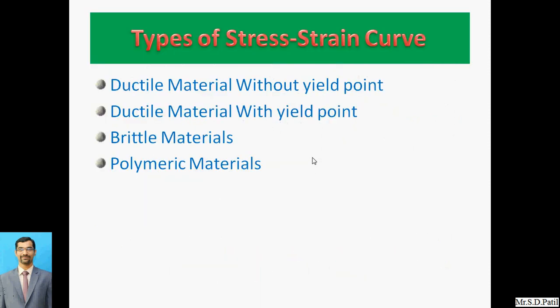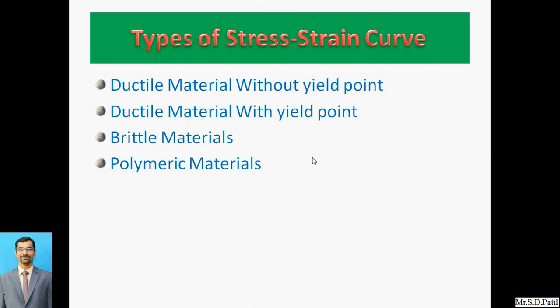So basically the stress strain curves are classified into four categories, and the first category is the ductile material without yield point, then the ductile material with yield point. In the last lecture we have seen the stress strain curve for the ductile material and the brittle material. In this particular lecture we will see the exact types of stress strain curves.